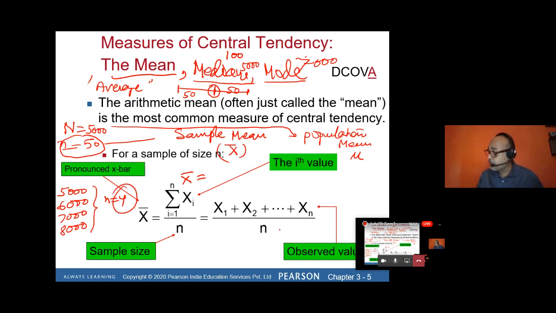Similarly, if I tell you to find the population mean mu, in that case what you have to do is add all the salaries of the employees and divide by capital N, meaning you divide by 5,000, and whatever value comes, that is called mu. Mu is called the population mean. That is the difference between sample mean and population mean.